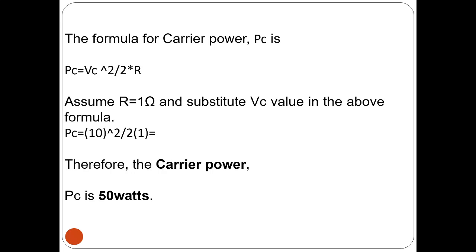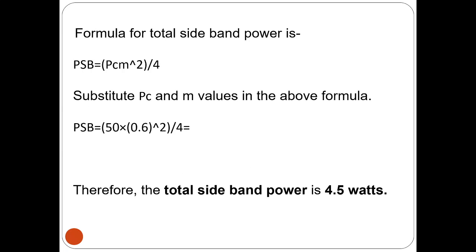So first of all, they have asked about carrier power. The carrier power Pc formula is Vc square upon 2R. Now we have the value of Vc, R is not given, so assume R is equal to 1 ohm. Whenever R is not given, you can assume its value as 1 ohm. Now substitute the values. We get Pc is equal to 10 square upon 2, that is Vc is 10, so 10 square upon 2. So the carrier power is 50 watt. How to find out carrier power? By the formula Vc square upon 2R. By putting this value, we are getting carrier power as 50 watt.